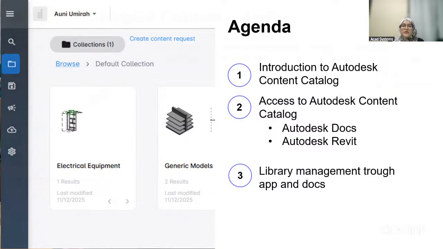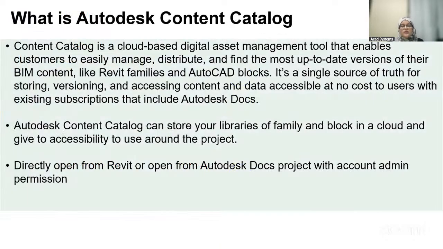All right. So go to the first agenda, which is what is Autodesk Content Catalog, or the introduction. So Content Catalog is a cloud-based digital asset management tool that enables customers to easily manage and distribute the up-to-date version of their BIM content. So their BIM content can be a Revit family or an AutoCAD block with a single source of storing and versioning. So users can access their model with no cost, and they can use the content catalog with their existing subscription included in the Autodesk Docs.